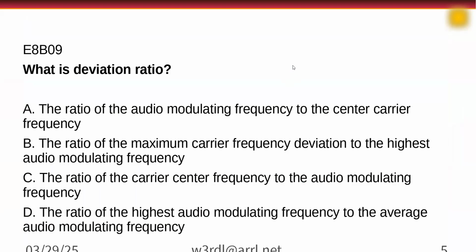So what is the deviation ratio? No, that's a specific one. They want the general definition. I'll go with Bravo, I think.